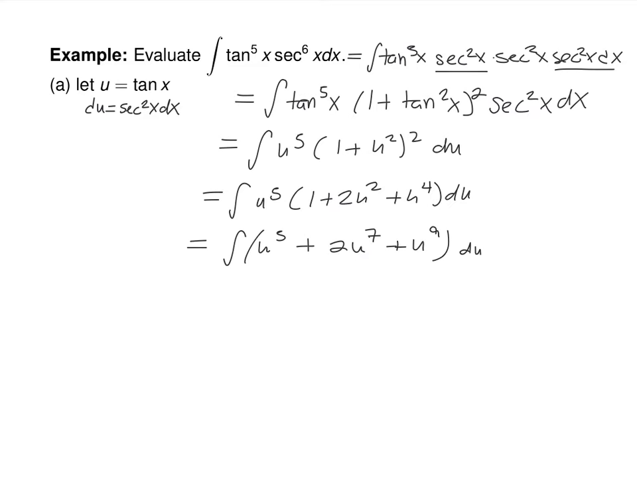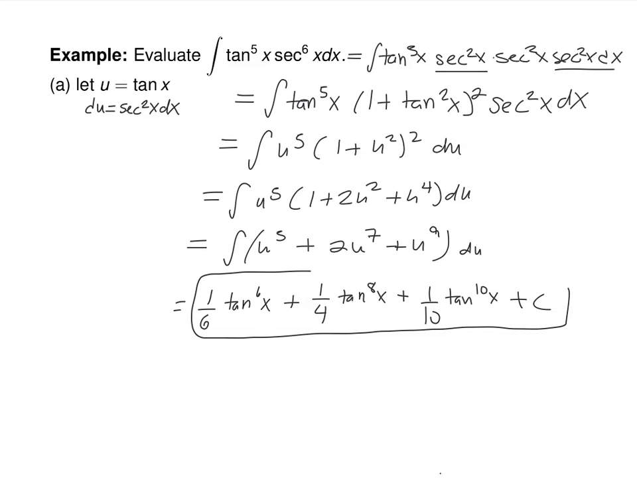All right, I'm just going to both integrate and resubstitute. The antiderivative of u to the fifth is 1/6 u to the sixth, so 1/6 tangent to the sixth. The antiderivative of u to the seventh is 1/8 u to the eighth, and 2/8 reduces to 1/4, so 1/4 tangent to the eighth x. And then u to the ninth will be 1/10 tangent to the 10th x plus c. So that's one way, if you let u equal tangent.